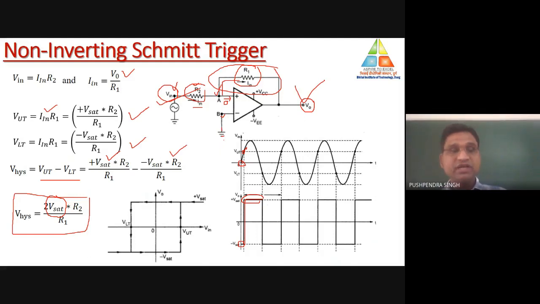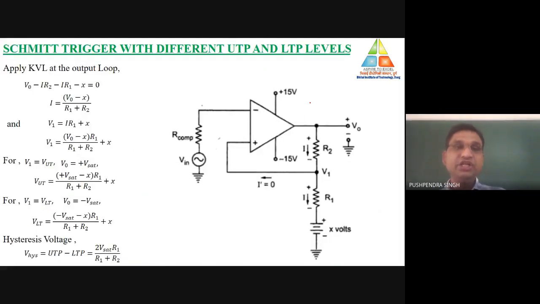But let's suppose the values of the upper triggering point and lower triggering point are not the same. In that case, we need to connect one auxiliary voltage source into the circuit. The circuit can be modified by connecting one auxiliary voltage source X at the non-inverting terminal of the Schmitt trigger circuit. So this is the modification.